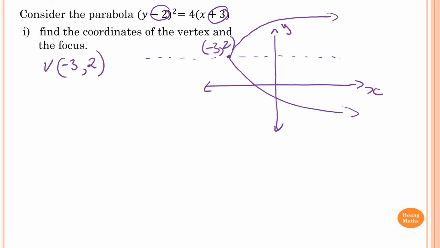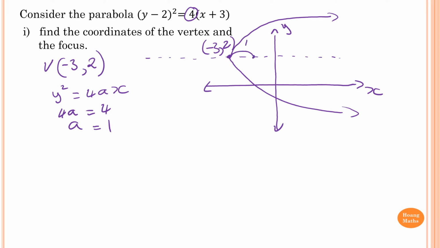So now to find the focus point, first of all we compare the coefficient. Now you know that this is y squared, so we use the rule y squared equals 4ax. Now 4a is the coefficient. Make sure the coefficient of x here is 1, otherwise you take out the coefficient. So we know 4a is equal to 4, so a is 1.